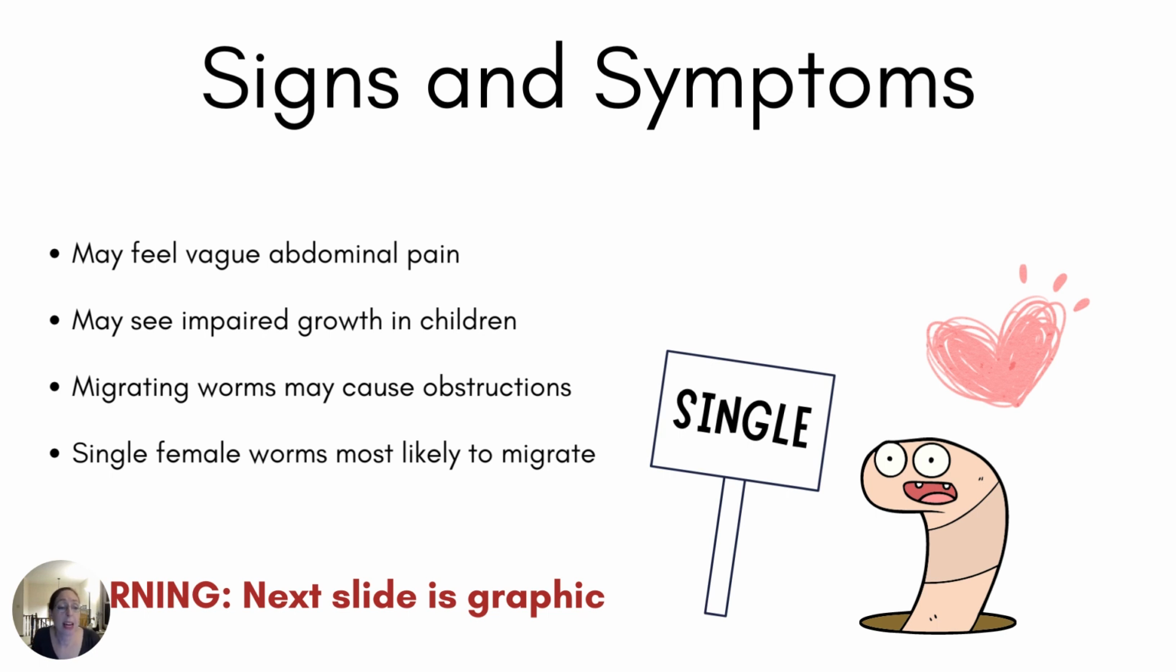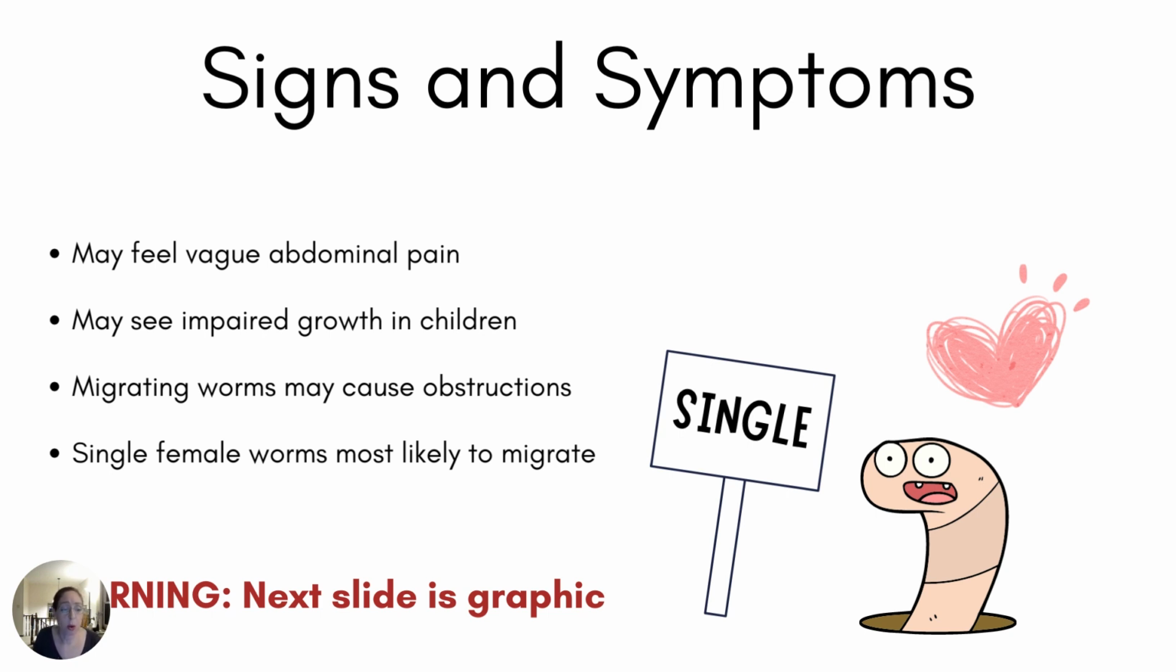So you may feel vague abdominal pain. We may see impaired growth in children. These worms are eating the intestinal contents, so they can't be absorbed. The migrating worms may cause obstructions as they are going through the digestive system. If there's a whole bunch of them, they can block it up. The tubes that the worms are going through in the hepatic system, the hepatobiliary system, are much smaller, and so they may cause obstructions there. They may divert up into the pancreas and cause an obstruction there.